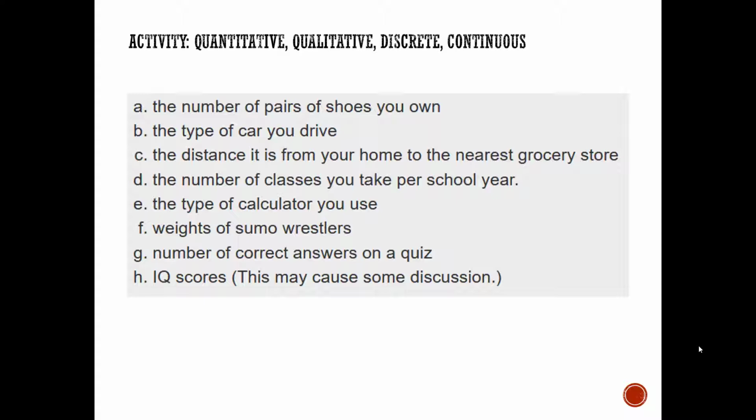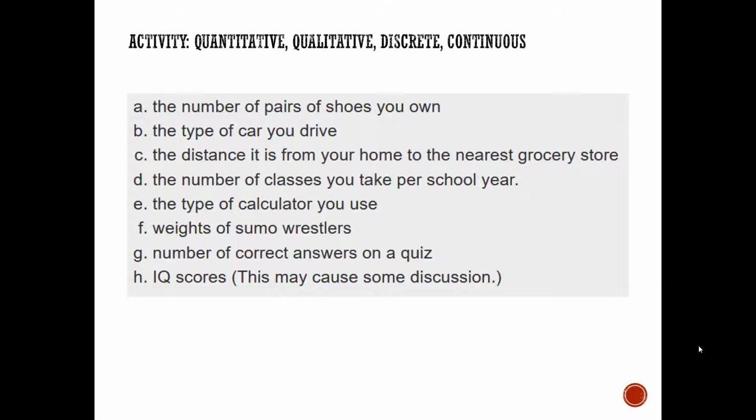Okay, C, the distance from your home to the nearest grocery store. Well, distance is a measurement, and a measurement is, of course, quantitative, but now you've got to think, is it discrete or continuous? Since distance has fractions involved, decimals involved in it, we would say it's quantitative continuous.